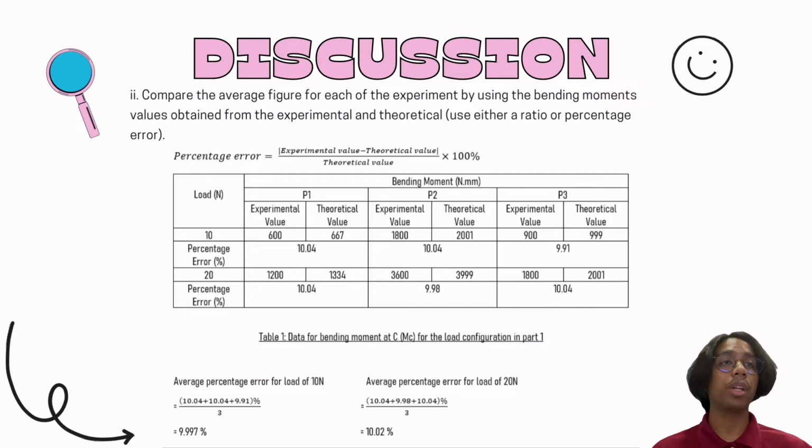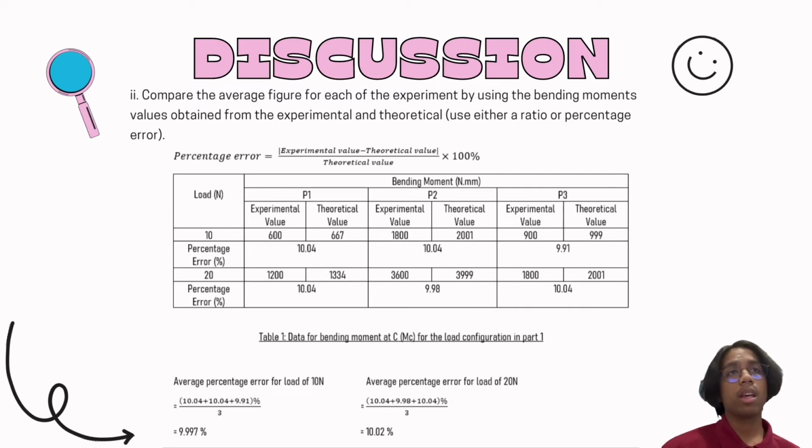Okay, we do the same for the average percentage error for a load of 20 Newton. We take all the values of the percentage error at load 20 Newton, which are at P1, P2, and P3. We add them all and divide it by 3, and we get 10.02%.